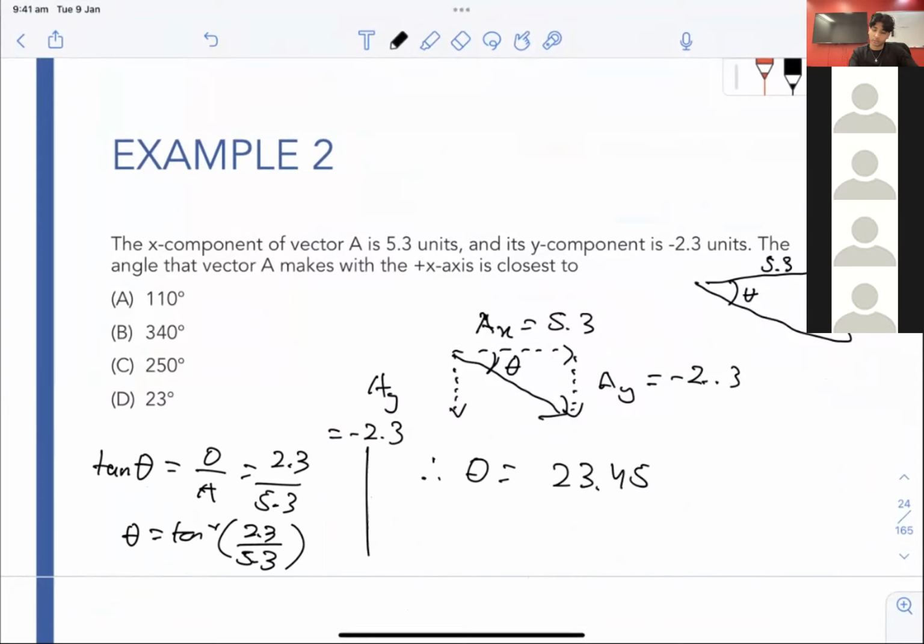Okay. Oh, sorry, 46 degrees. All right. So now the angle it makes with the positive x-axis, if we write it down, it's going to be D.